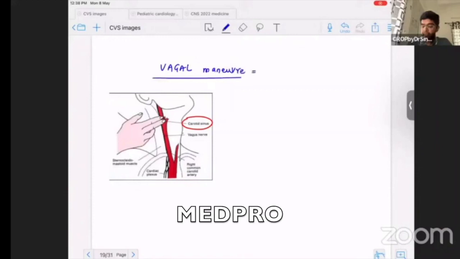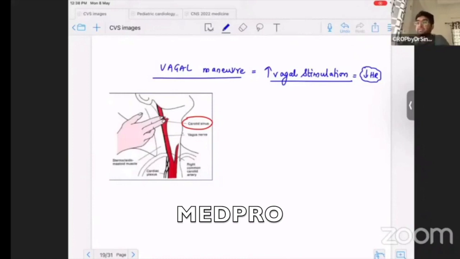Vagal maneuver is nothing but increasing the vagal stimulation. And because of vagal stimulation, what is the effect on the heart rate? It will decrease the heart rate. Very simple. Are you able to understand? It is going to decrease the heart rate. That is a very simple thing which we are doing.